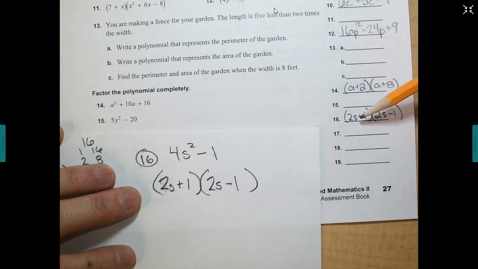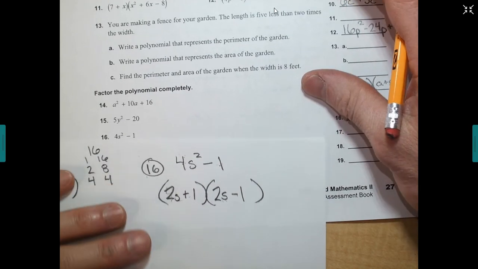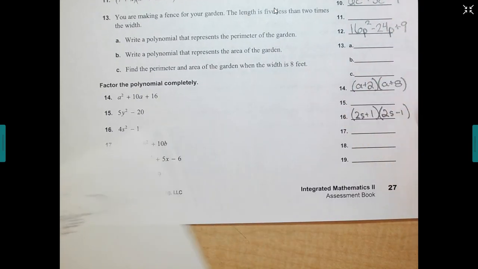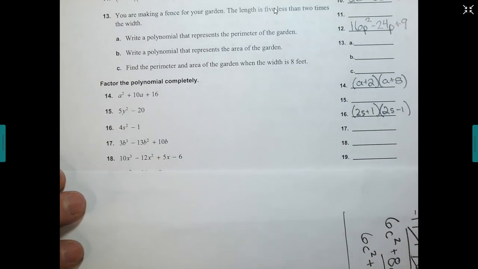Guarantee you, if you're just copying this, you're going to think that's a 25. If you do that, I'm going to catch you.